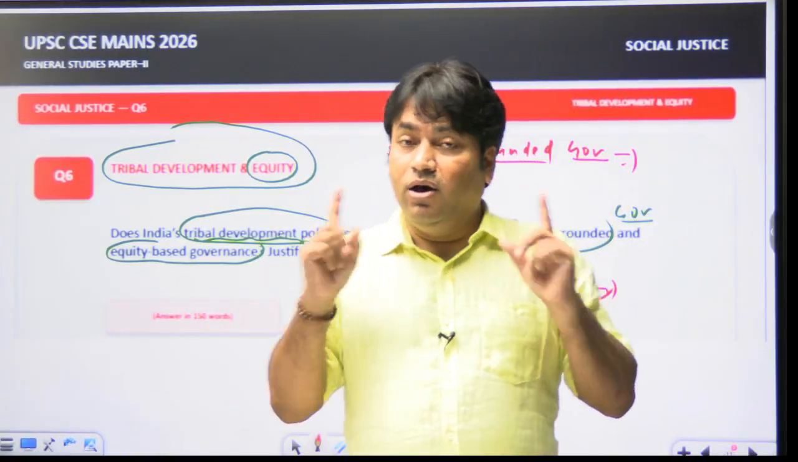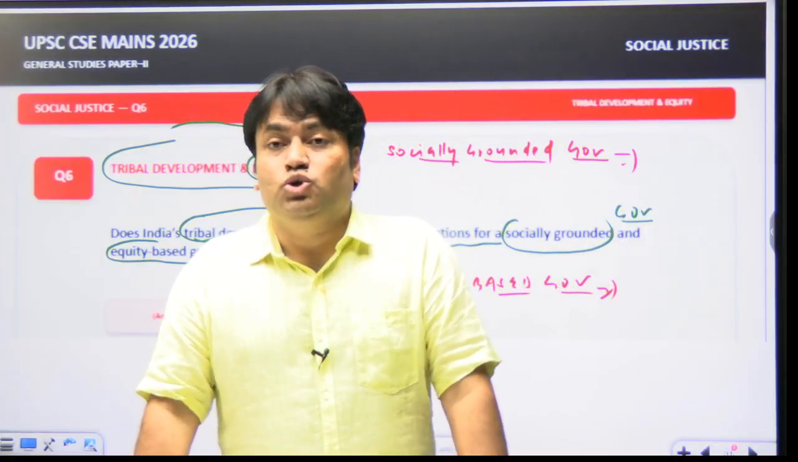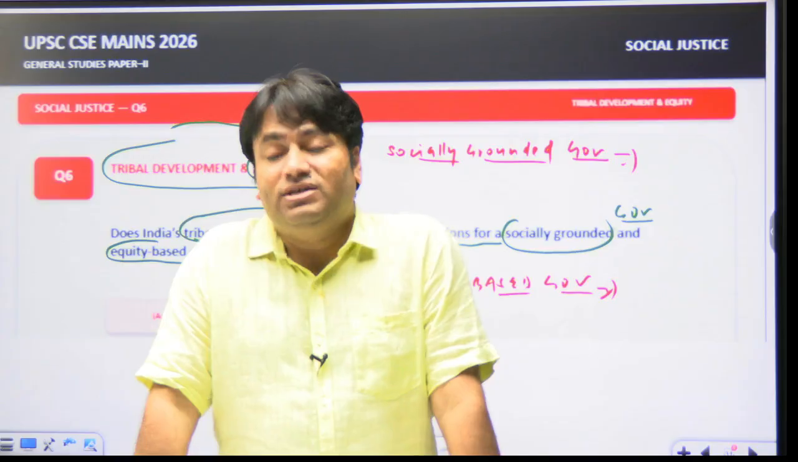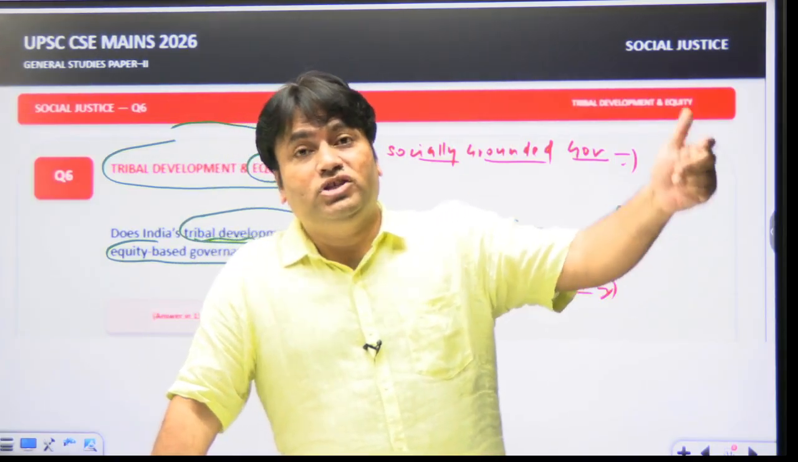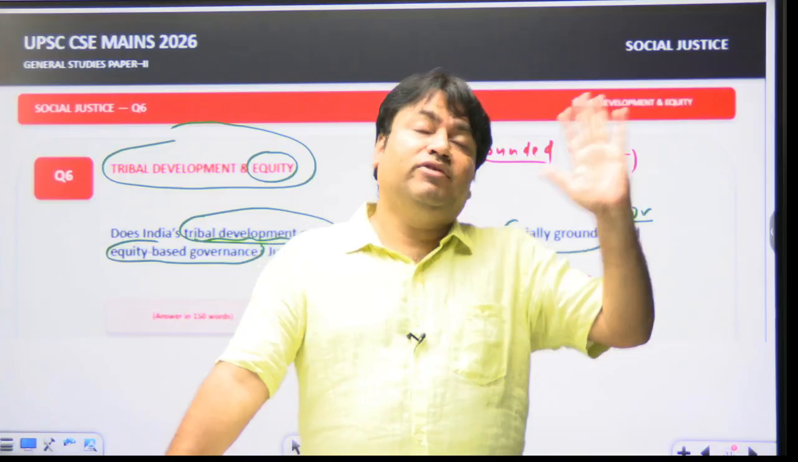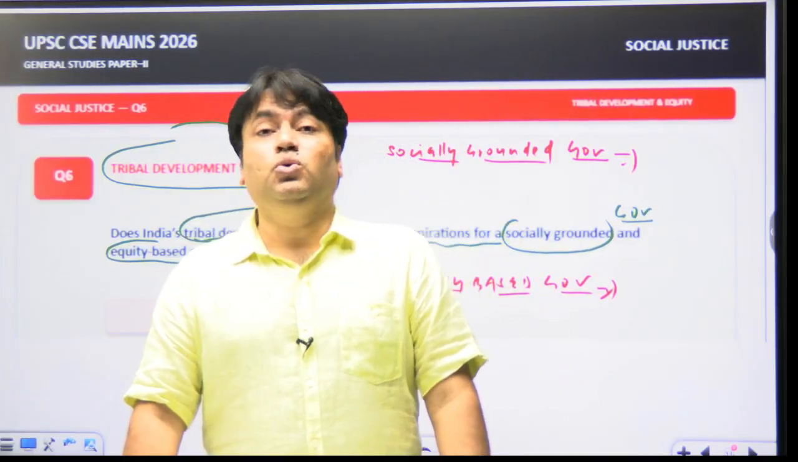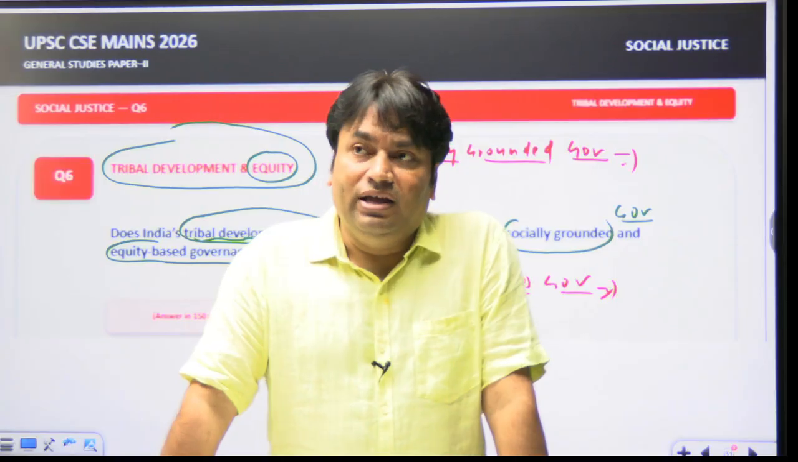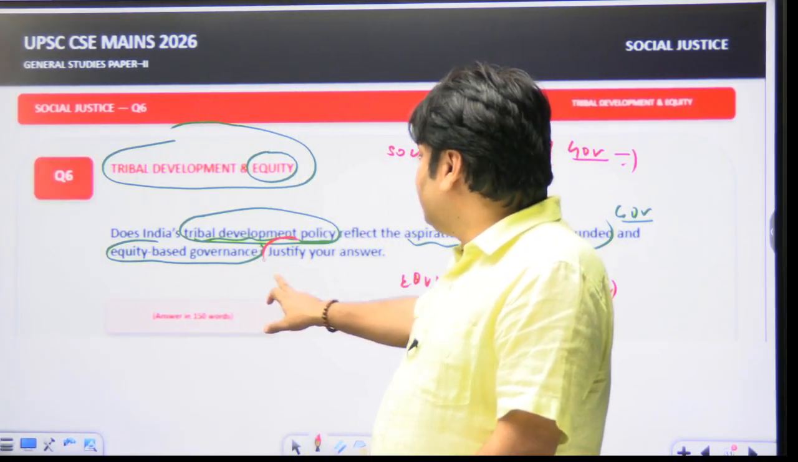Now, when we talk about equity based governance, it means equal opportunity plus also correction of historical disadvantages. And how could these historical disadvantages be corrected? By affirmative action, by resource rights and targeted welfare, right? So justification here, we have to justify in the answer.